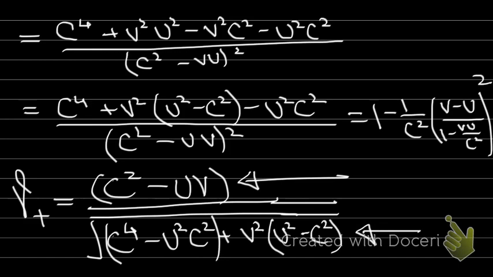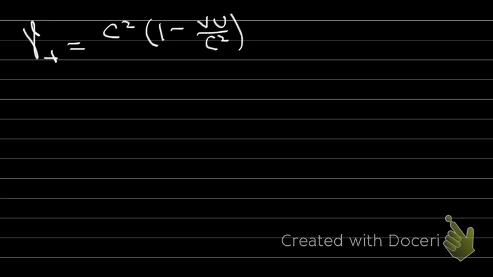So we can get this original Lorentz factor type term, the original gamma type term. Okay, so let's go ahead and do that mathematically. And so what that would be is then gamma plus would be equal to c squared, taking common outside, I would be left with (1 minus v times u over c squared), bracket closed, over the square root. I would take c squared outside.